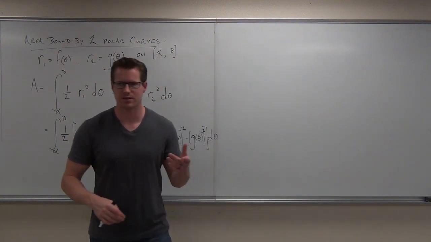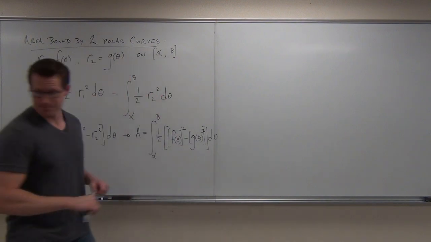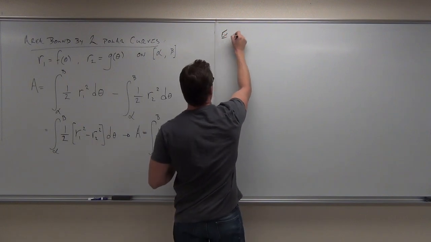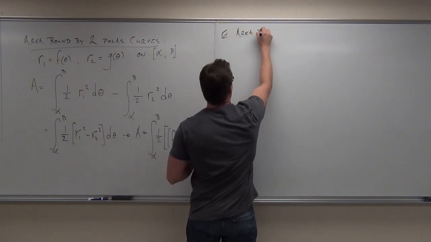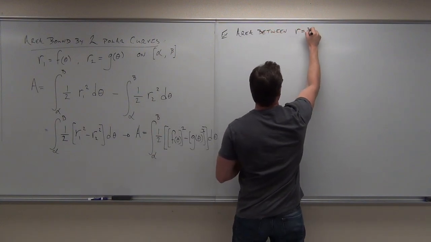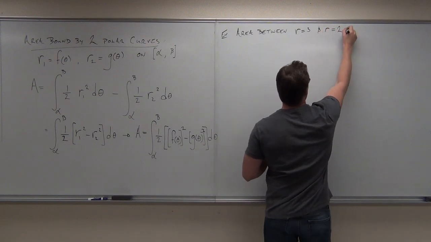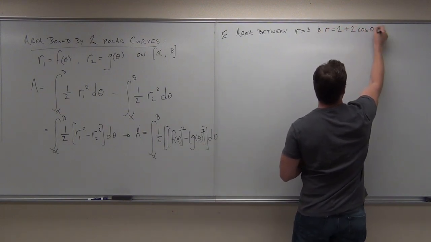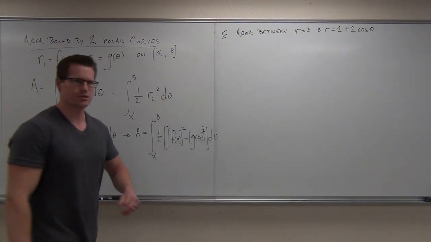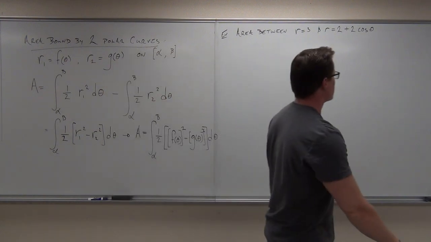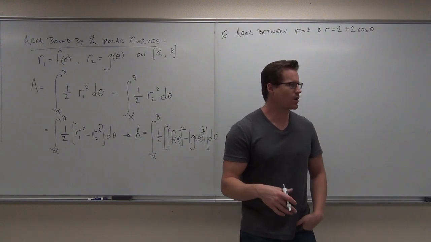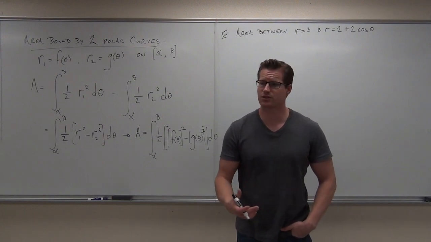Do you guys want to try an example real quick to see what this is all about? Okay, so let's do that. I want the area between R equals 3 and R equals 2 plus 2 cosine theta. Find the area between R equals 3 and R equals 2 plus 2 cosine theta. I'll show you how to do every bit of this, but we might want to think about what this even looks like before we get started.